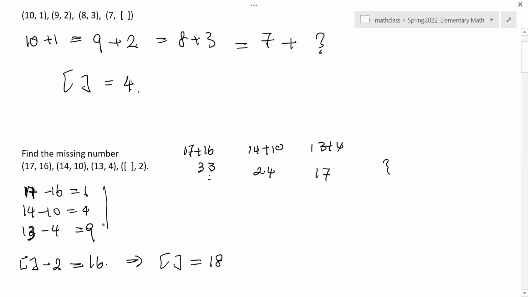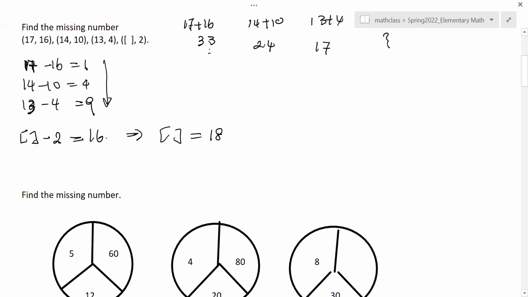So this is a sequence of perfect squares. Now, if you use addition, you don't see any patterns here: 33, 24, 17. If you look at 17 to 14, 14 to 13, and another 16 to 10, 10 to 6, addition does not work. Subtraction works.